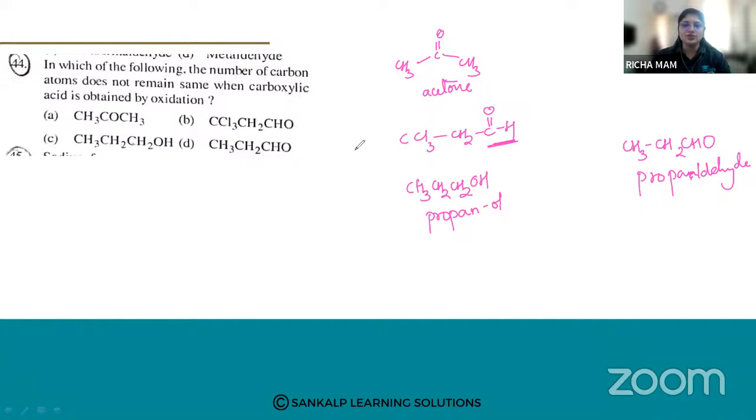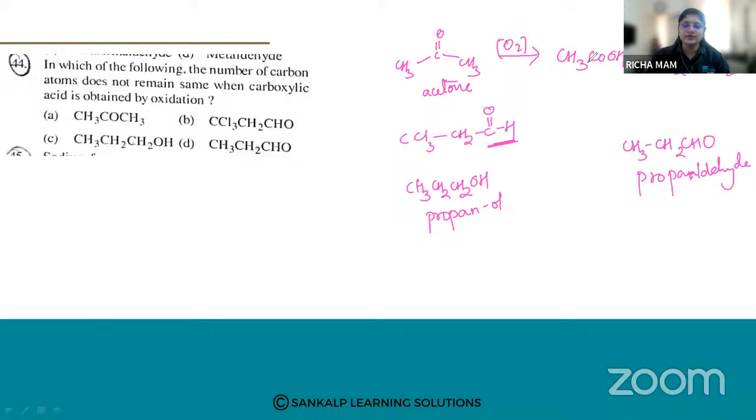Now we have a ketone. If I do oxidation on ketones, what will you get? You will get acetic acid. I'll get an acid here, a carboxylic acid, plus CO2 plus H2O.